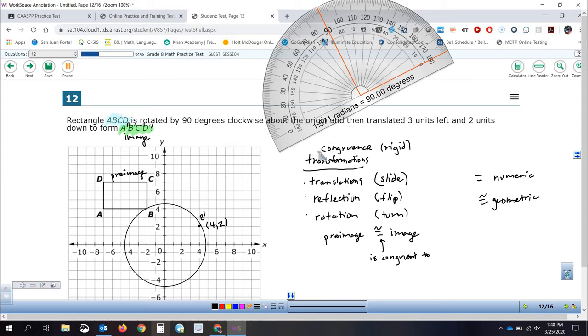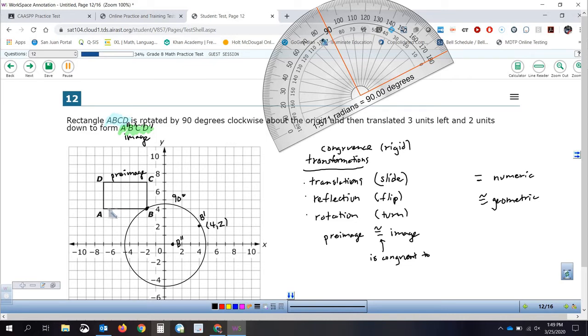If you're doing two transformations, the first one will be prime and the second one will be double prime. Then I would take that point after rotating it 90 degrees clockwise, and I would translate it 3 units to the left and 2 units down. So if I go 3 units to the left, 1, 2, 3, and 2 units down, I would end up down here. That would be my final image point. Again, they called it B prime, but we really should call it B double prime.